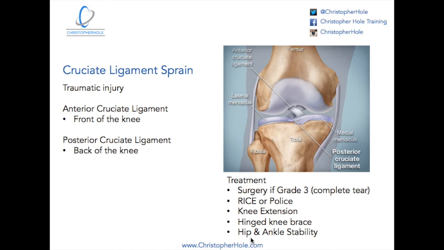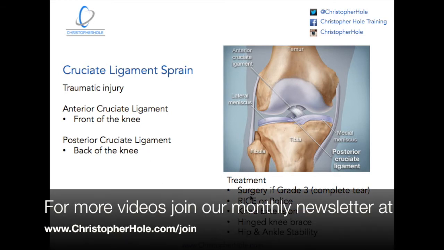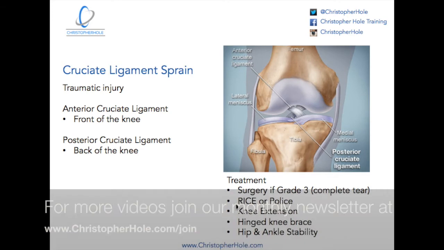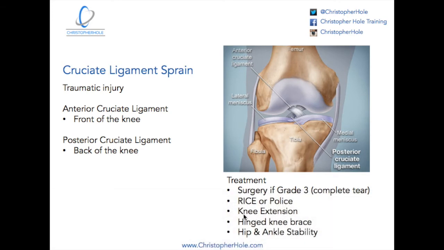Just to go back over what we've talked about: the cruciate ligament sprain is a traumatic injury that involves the anterior cruciate ligament and the posterior cruciate ligament. There are various different treatments: if it's grade 3, surgery; rest, ice, compression, elevation; and depending on the ligament, knee extension. Get yourself a hinged knee brace, which again helps it track and stabilize the femur on top of the tibia. And then a long-term plan would be hip and ankle stability.